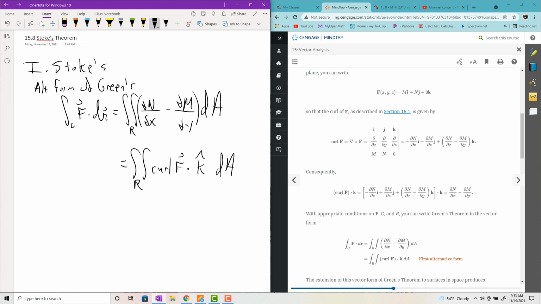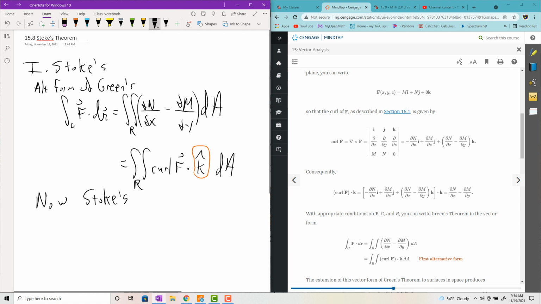And now we will have Stokes, which is basically just the same thing, except rather than dealing with a curve in the plane, you can have a curve which is the boundary of some surface in space. And the thing that will change will be that vector that we're dotting it with, this thing right here. So it won't just be the k vector, the 0, 0, 1. It'll have to be some normal vector to the surface, which could be variable, right?